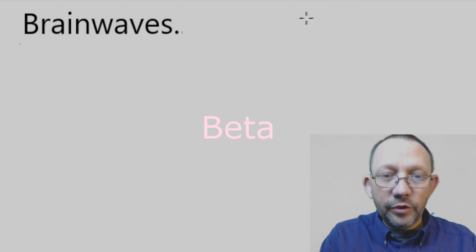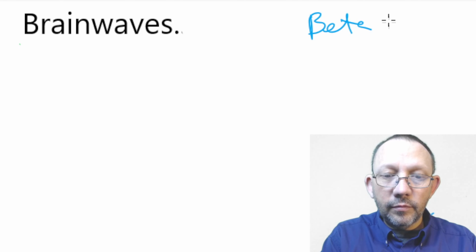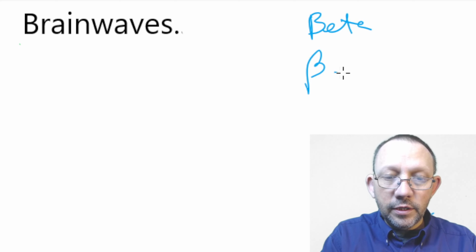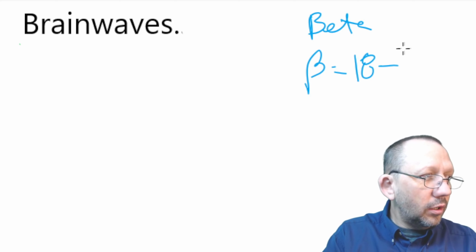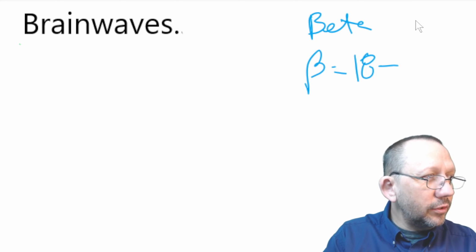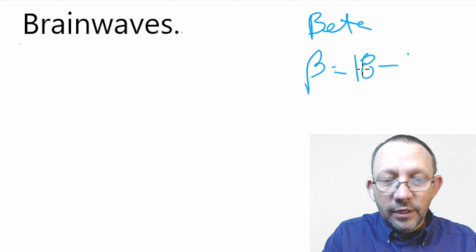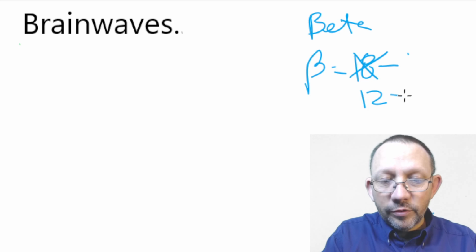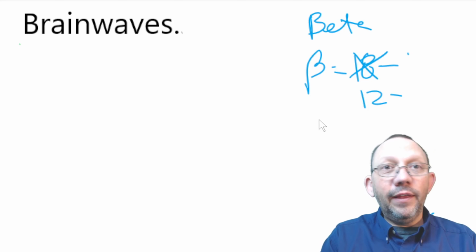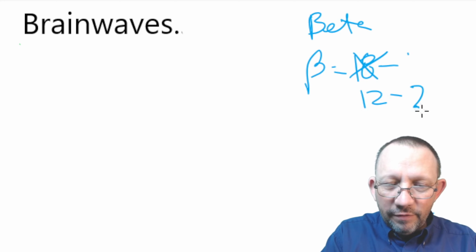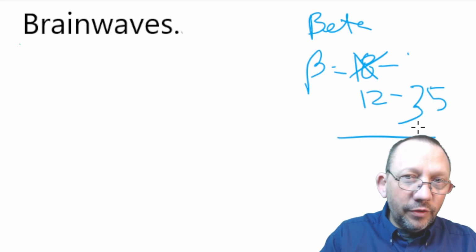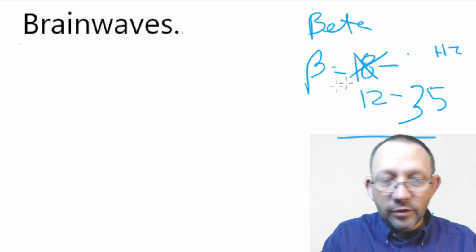The fourth one we're going to do is beta. Beta looks like this, and it overlaps with alpha, because remember the last one was alpha, and then it went up to about 17. So this one goes from about 12 to 35 hertz. Remember, hertz are cycles per second.